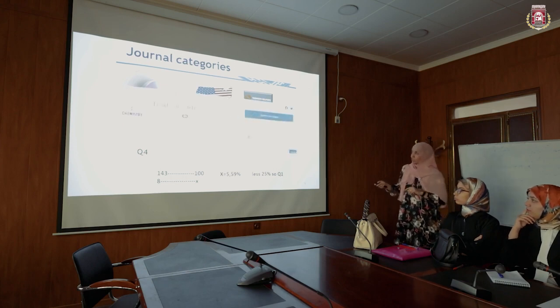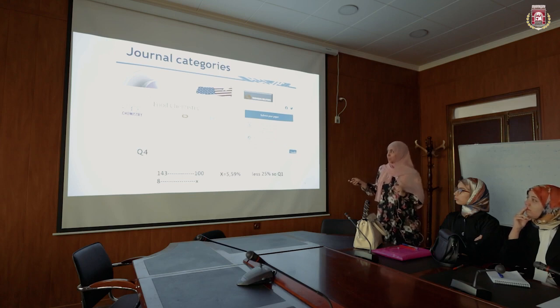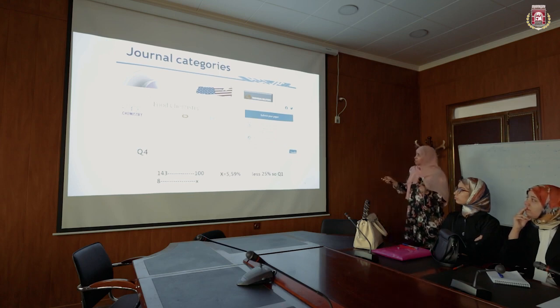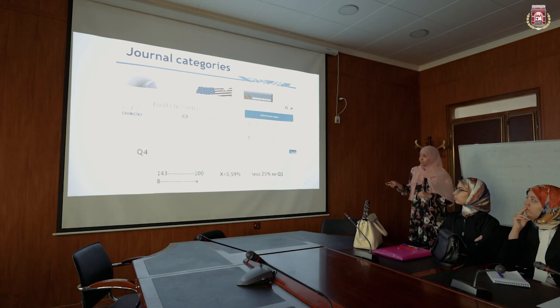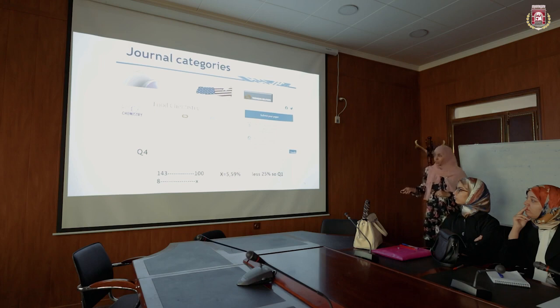So here, for example, Food Chemistry, a hybrid journal, open access and subscription. Look here, the impact factor of this journal is 9.23, ranking it 8 out of 143 in food science and technology. So this number 143 corresponds to 100%, and 8 is X. So the calculation gives 5.6%. This means less than 25%, so it's Q1.